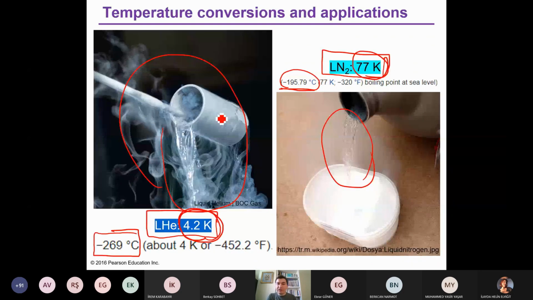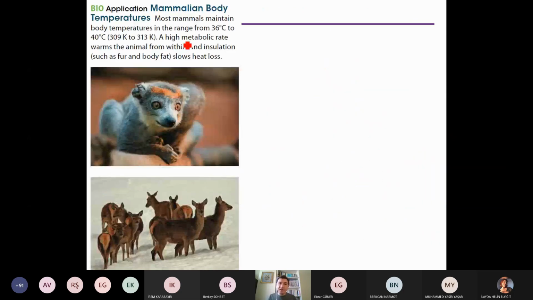So when you are using liquid helium or liquid nitrogen, you must be very careful and you should be aware of safety issues. Do you have any question here? This is the bio application, mammalian body temperatures, from the book. Most mammals maintain body temperatures in the range from 36 degrees Celsius, like humans, to 40 degrees Celsius. A high metabolic rate warms the animal from within, and insulation such as fur and body fat slows heat loss.